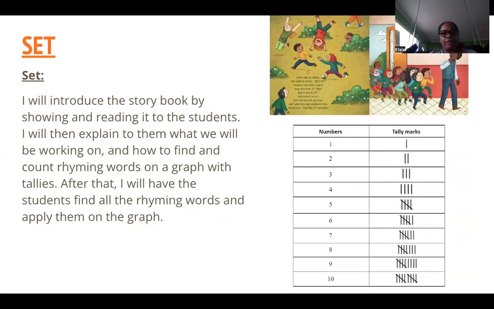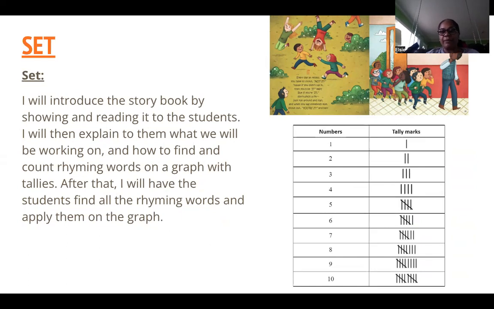What I'll do is introduce the book to you students by showing it and reading it to you, and I will explain exactly what we'll be working on and how we're going to count the rhyming words on a graph with tallies. After that, students will be able to find all the rhyming words and apply them on the graph. Again, that's another graph that I have.